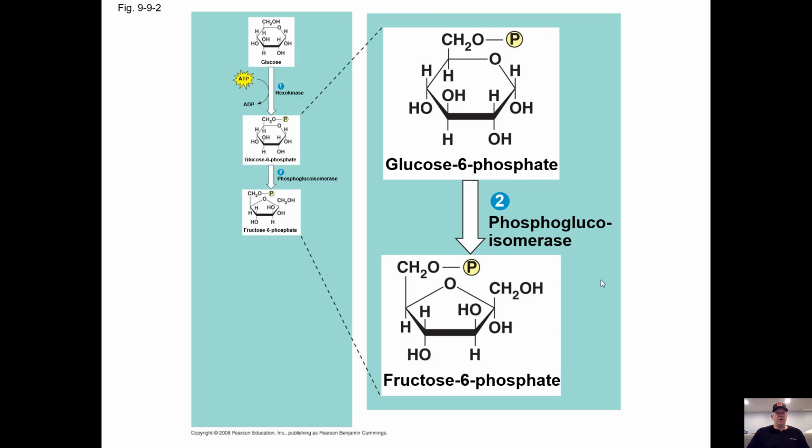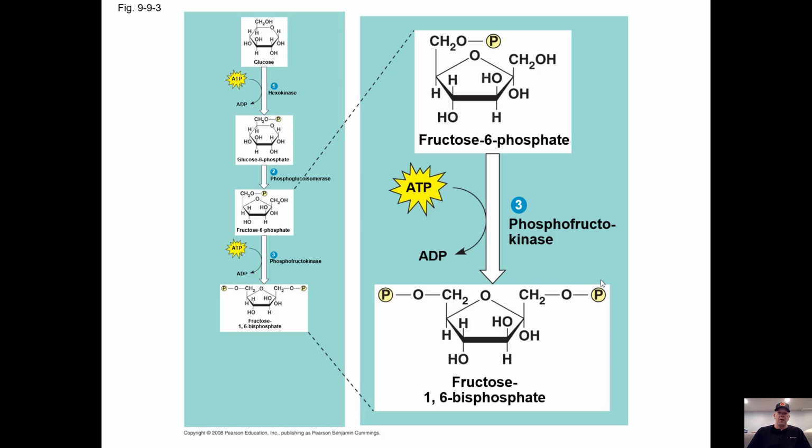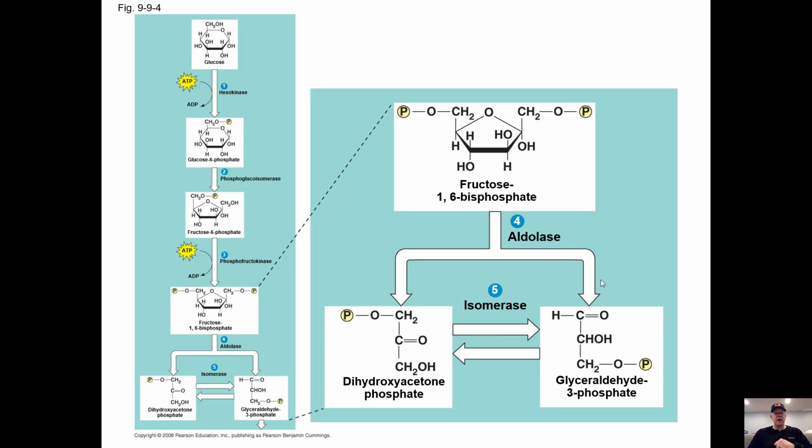Then we go to the next step. We take something called phosphoglucoisomerase, and we're changing the shape of glucose from a hexagon shape to a pentagon. So now it's fructose 6-phosphate, and then we phosphorylate it one more time with phosphofructokinase, and then we're going to crack it in half. Keep in mind we're utilizing an ATP for that extra phosphate on there, and then crack.